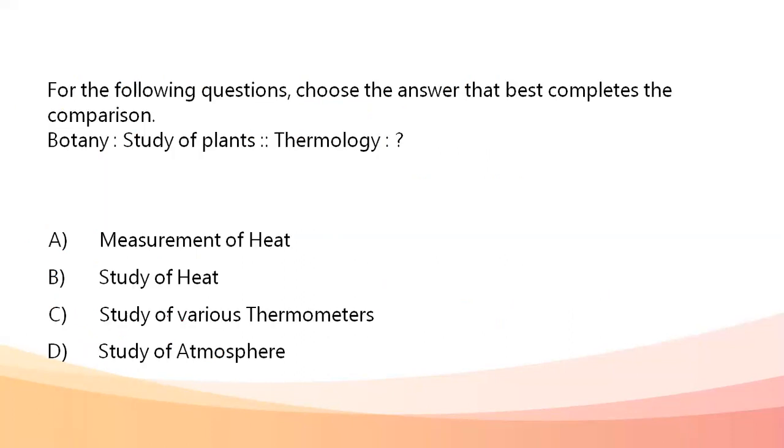Now, next. For the following question, choose the answer that best completes the comparison. So this is a question that is based on analogy. Analogy means relation. So we have to find the relation between different words and answer accordingly. Botany, I know botany is the study of plants. So thermology, thermo means heat, or something related to temperature. So actually thermology is the study of heat.